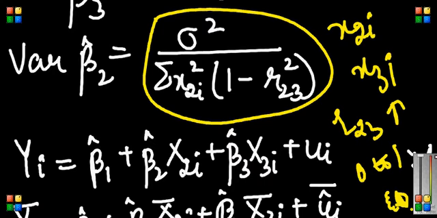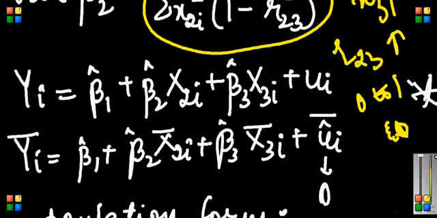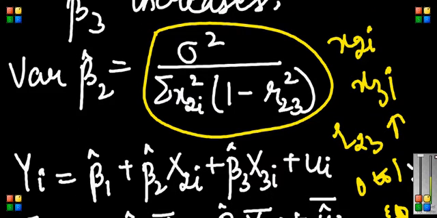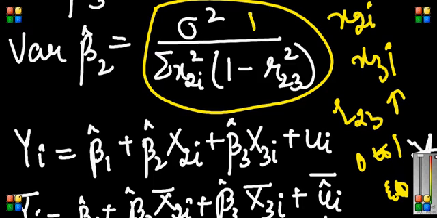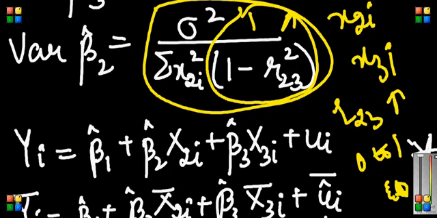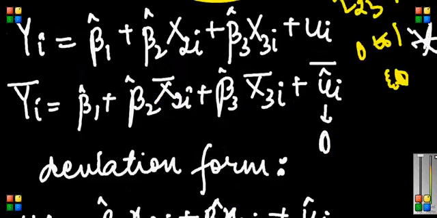So now coming to this, the variance is this. By the way, 1 upon 1 minus R23 square is known as VIF, the variance inflating factor. It actually inflates the variance, as you can clearly see, because as R23 increases, the variance also increases. So it brings in inflation in the variance, or increases the variance, right?